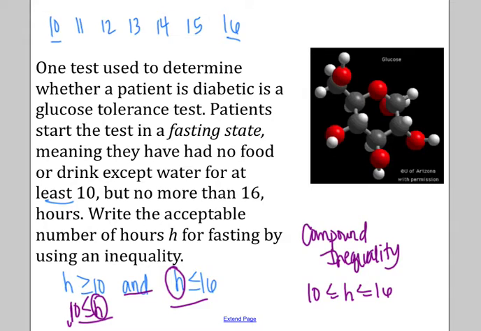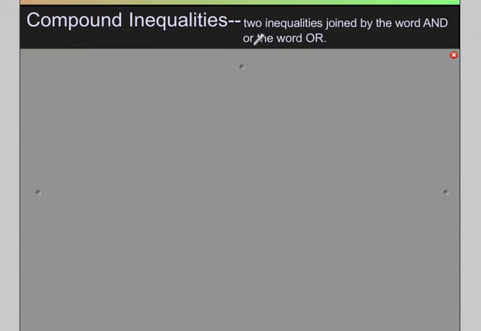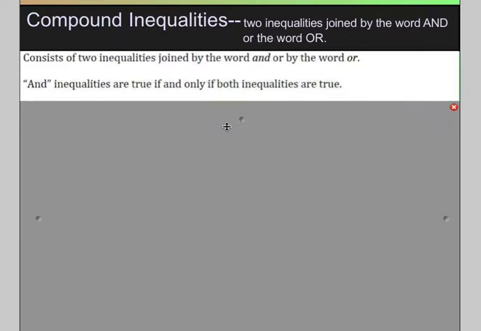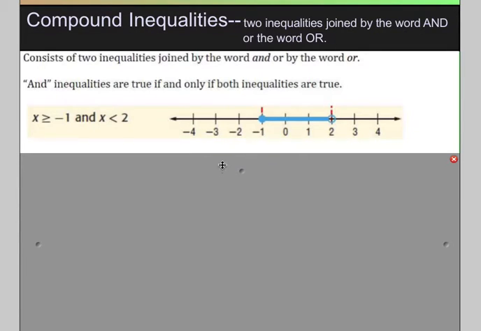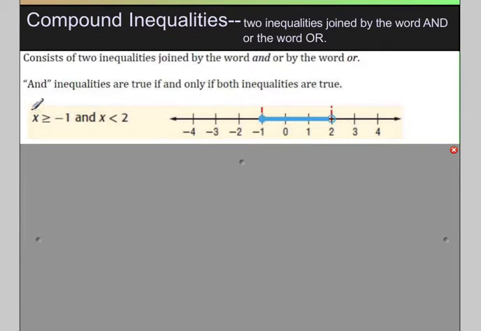All right, so what is a compound inequality? Compound is joined by the word and or the word or. So let's look at this first one. The and inequalities are true if and only if both inequalities are true. So here's an example. It says x is greater than or equal to -1. So here's greater than or equal to, so this is a closed circle. Greater than or equal to -1 would be this way.